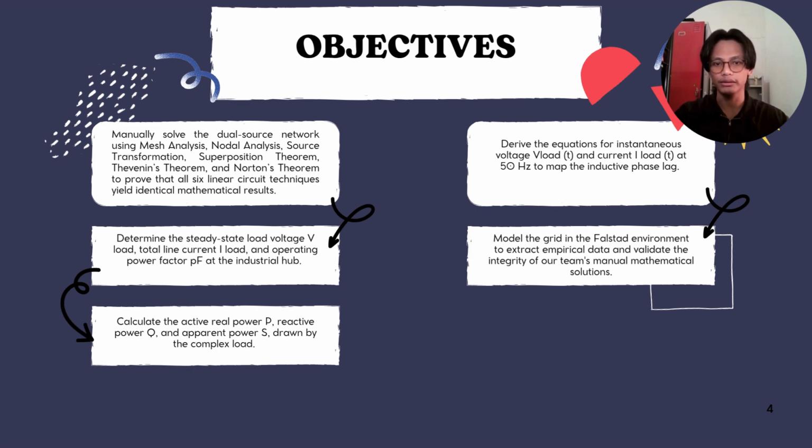And the second one is we need to determine the steady state load voltage, which is V load, total line current, I load, and operating power factor, PF, at the industrial hub. And the third one is we need to calculate the active real power, P, reactive power, Q, and apparent power, S, drawn by the complex load. The fourth one is we need to derive the equation for instantaneous voltage v load (t) and current i load (t) at 50 Hz, which is our frequency value, to map the inductive phase lag.